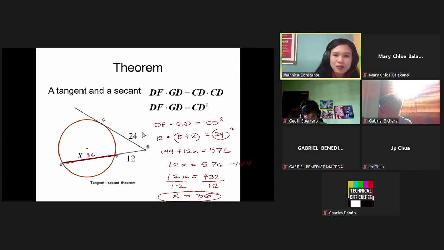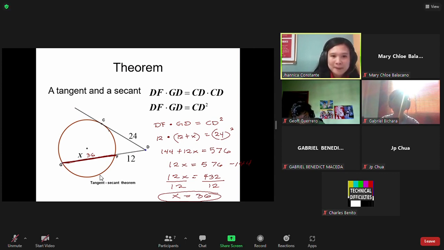Any questions in this theorem? Okay, now with this theorem about a tangent and a secant, let's proceed with the next theorem that we have.